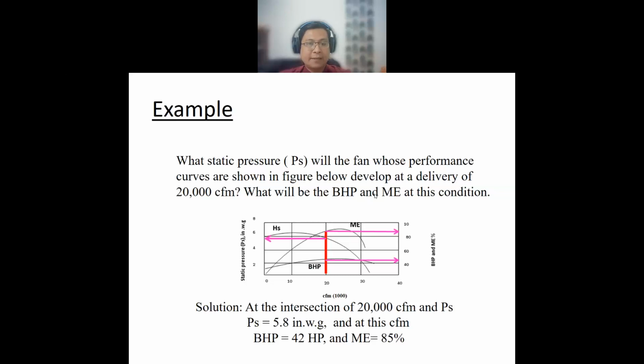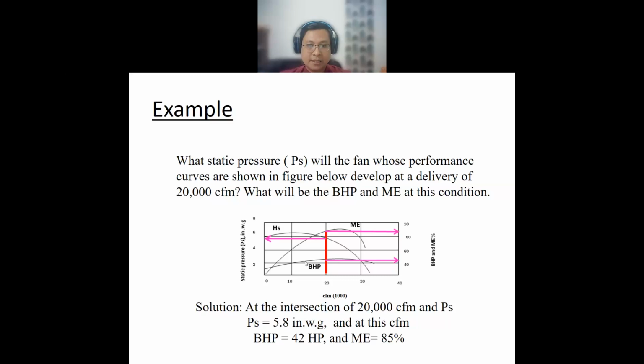Example: what static pressure PS will the fan, whose performance curves are shown in the figure below, develop at a delivery of 20,000 CFM? What will be the BHP and mechanical work at this condition? Solution: at the intersection of 20,000 CFM, the static pressure is 5.8 inches water gauge, the BHP is 42 horsepower, and the mechanical work is 85%.